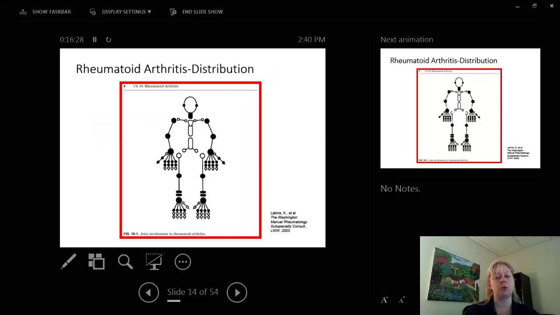And here's the other distribution. Remember the osteoarthritis? It was the lumbar spine, the knees and the hips and your distal fingers. Now look at this. It has more joints involved, okay? And it has your more proximal joints. It still includes the neck and the knees, but you can see it includes your feet, those joints, your elbows, your shoulders, your wrists. So it's many more joints that are involved.